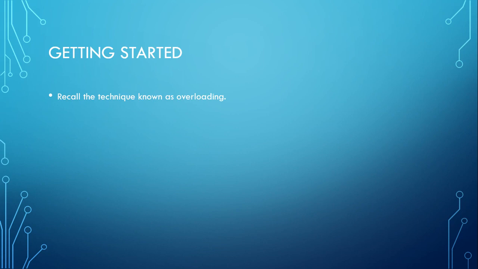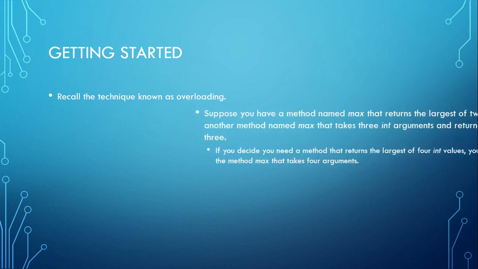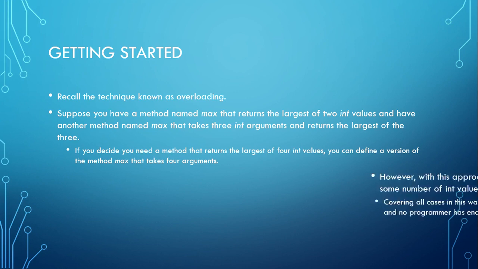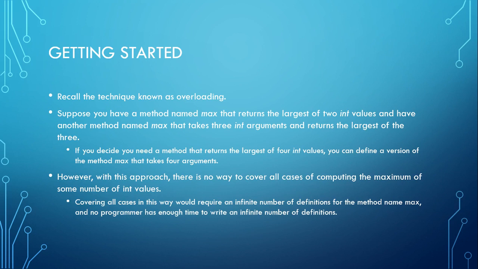So getting started here, recall our technique which was known as overloading. Suppose you have a method named max that returns the largest of two int values and another method named max that takes three int arguments and returns the largest of three. Remember that right there is an example of overloading. You have two methods that have the same name, but they have different parameters. So if you decide you need a method that returns the largest of four int values, you define a version of the method max that takes four arguments.